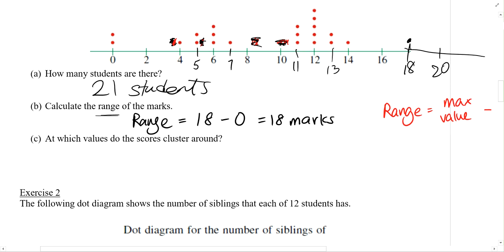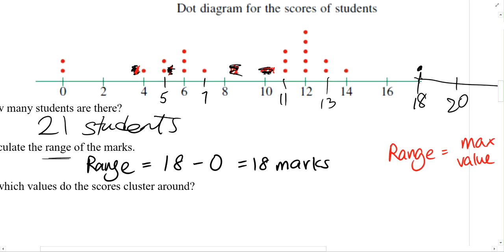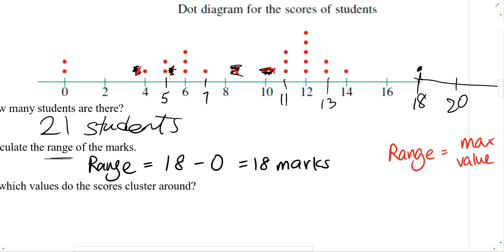Okay, now part C. At which values do the scores cluster around? Cluster, they come together. So look at the dot diagram. Ignore my black markings. Where do the marks cluster? Where are they near? 11 to 12. Any more? Do you see two? Generally, there are two clusters.